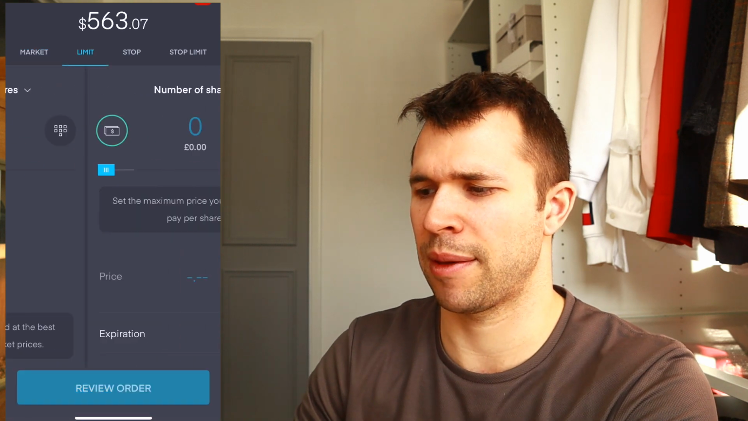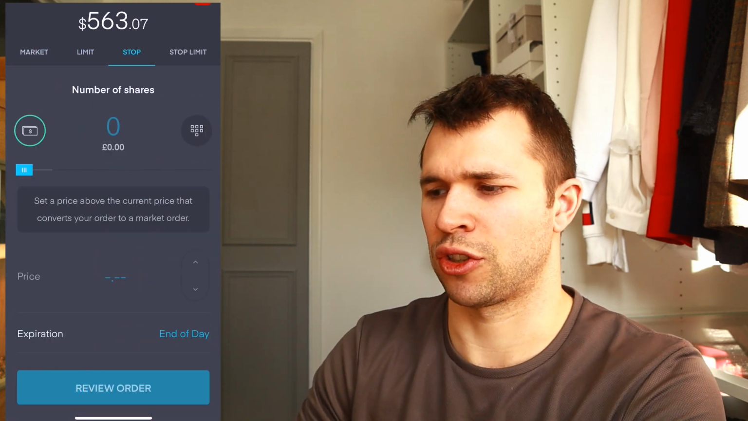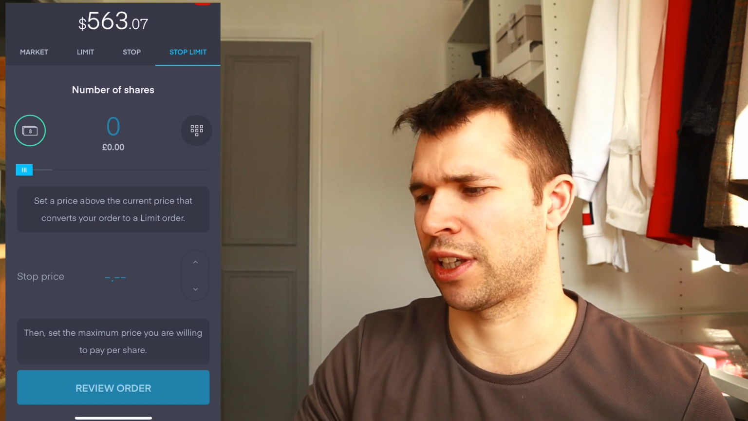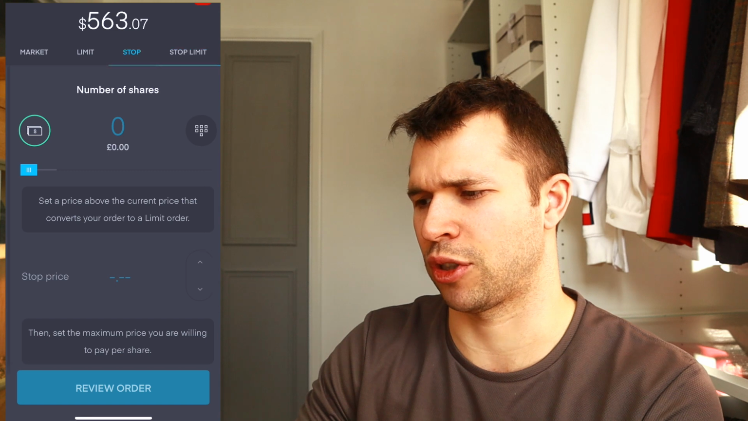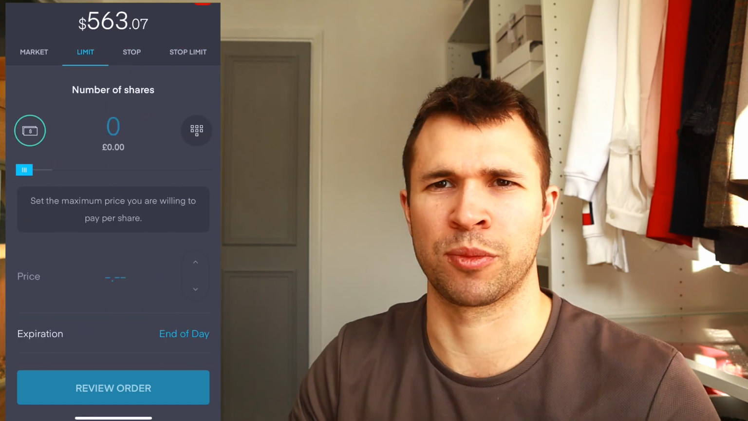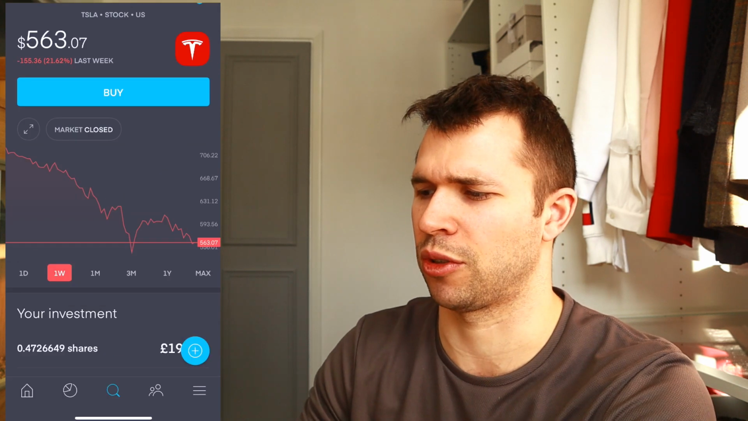You can also set limits, stops and stop limits, just to make sure that you can get and pay the price that you absolutely want to, so you don't overpay for the shares. It stops the spread essentially from Trading 212.